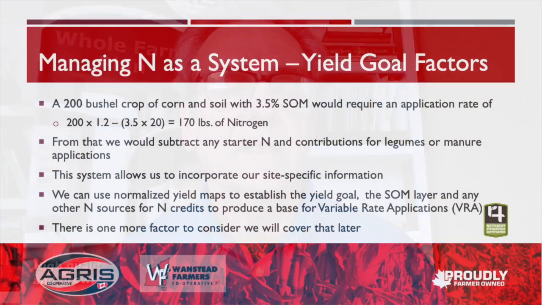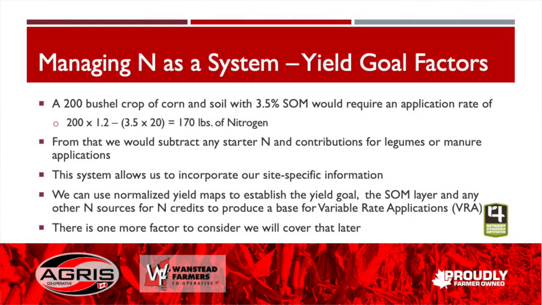So putting it all together, if we look at a 200 bushel corn crop and soil organic matter at 3.5%, it would require close to a 170 pound N recommendation, and from that we would subtract any starter N or any additional pre-plant N or other sources of nitrogen such as legumes or manure credits.